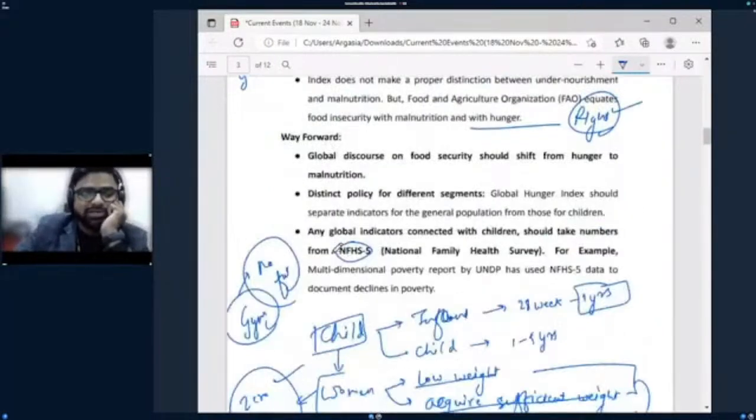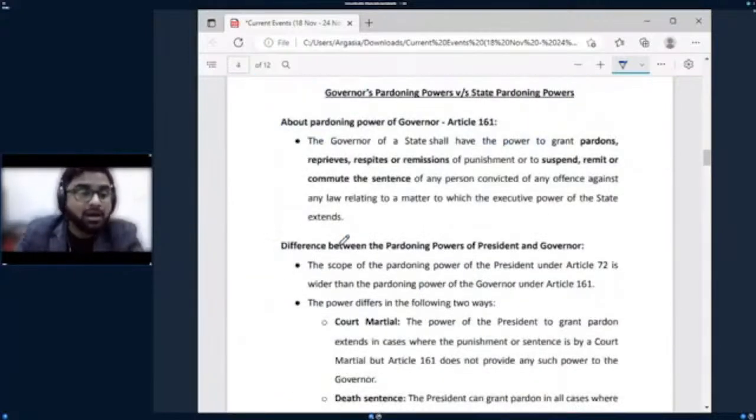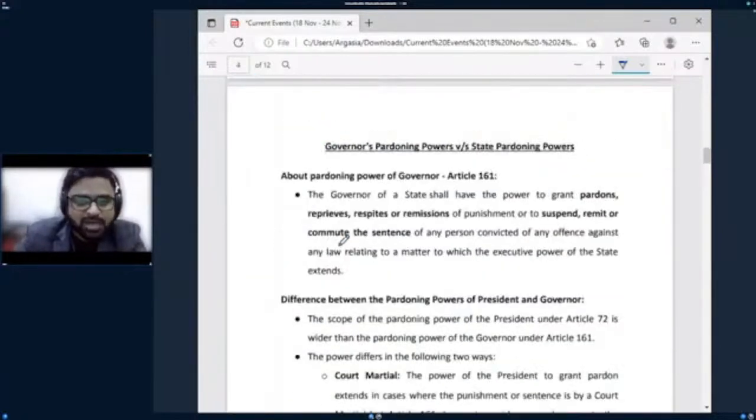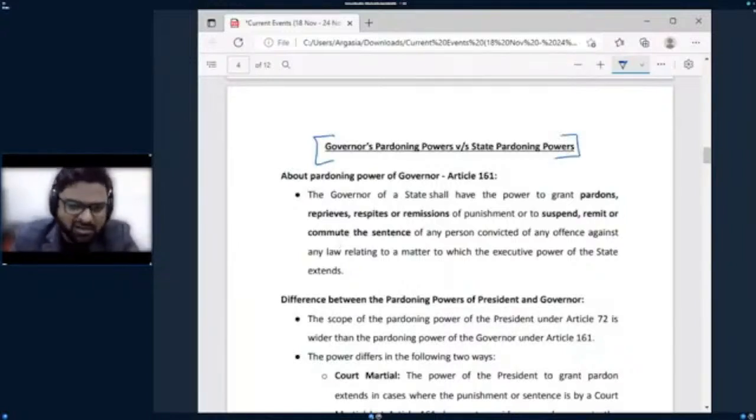Okay, so this is the thing. Let us talk about the next news. Recently, some student asked this question in my base classes, so that is why I covered this: the Governor's pardoning power versus the state's pardoning power. Now you may think, how could the governor's pardoning power be different from the state's, because the state is also there? The governor pardons on the recommendation of the Council of Ministers.